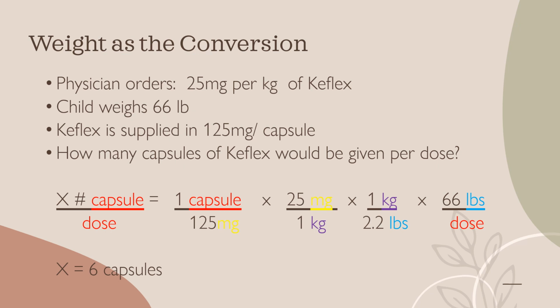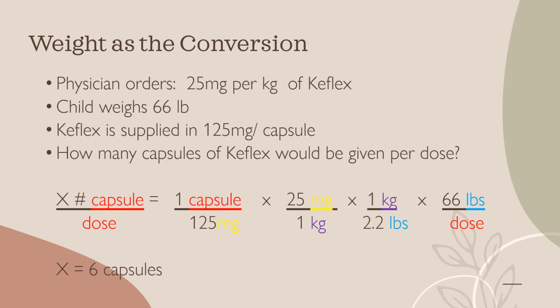We know one capsule is 125 milligrams. Now we need to add in what we know about milligrams, which is 25 milligrams per kilogram from our order. Now we need to figure out what we know about kilograms. If we already had the weight in kilograms, we could put it in now and end the equation, but we know pounds instead, so we have to add that conversion in. So we know that 1 kilogram is 2.2 pounds, and we know that the child weighs 66 pounds.